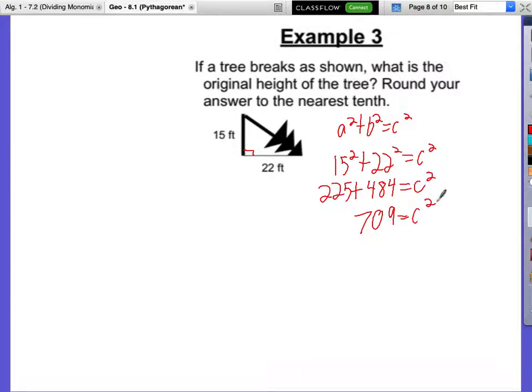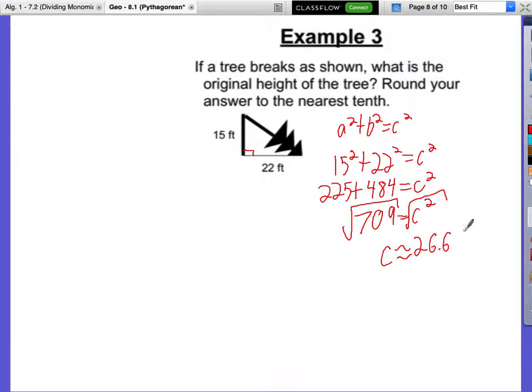How do we find c? How do we find c? Square root. We're thinking radical. Rational is a different thing in math. c is approximately, we can round to the nearest tenth, right? c is approximately, I did 26.6.